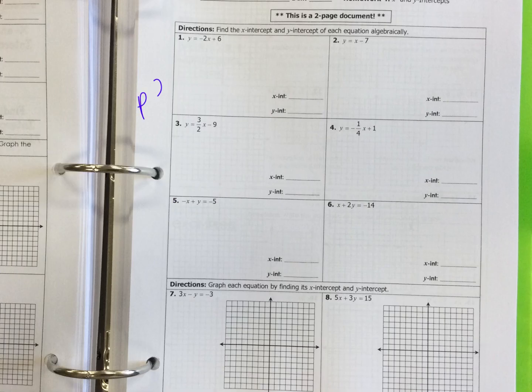All right, this is page 23. Use your calculator. I need you to do numbers 1 through 8, the whole page. All right, thank you.